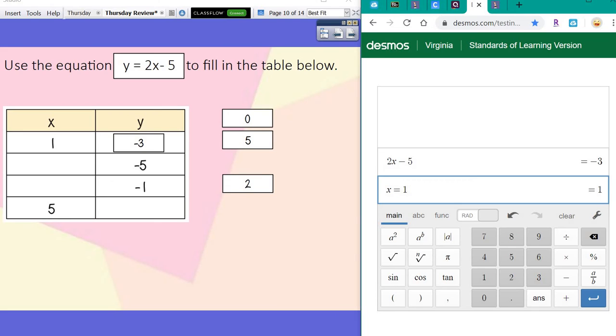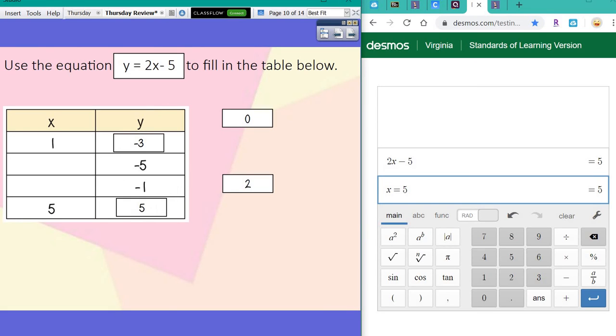Let's do the same thing for x equals 5. If I put in x equals 5, I get 5 as my answer, so that's going to go there. Now the last two take a little bit more thinking. You can't just plug in y values.